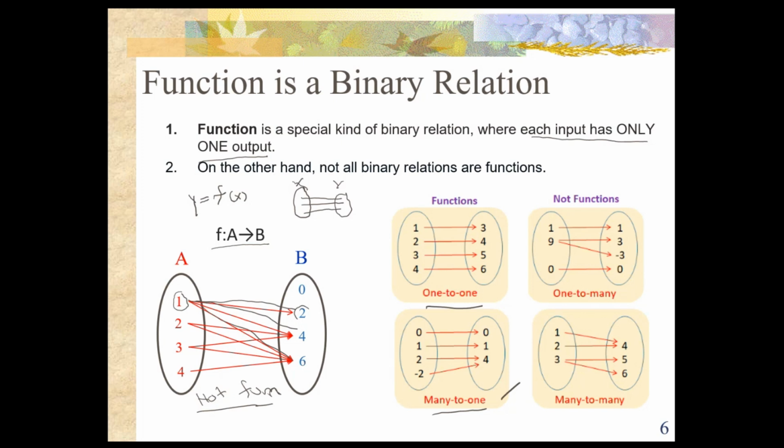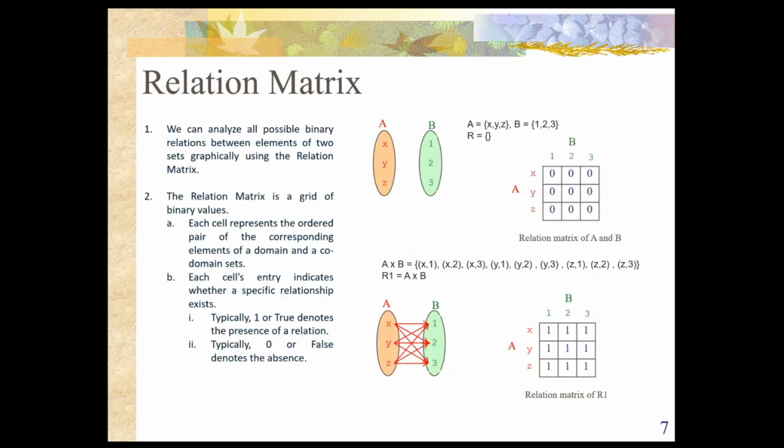Okay, let's move on to the next slide, moving away from function. The next slide is about the relation matrix. We can graphically represent the possible relations between two sets using relation matrix. Now, in this example here, we have two sets, set A and set B. Set A has elements X, Y, Z. Set B has elements 1, 2, 3.